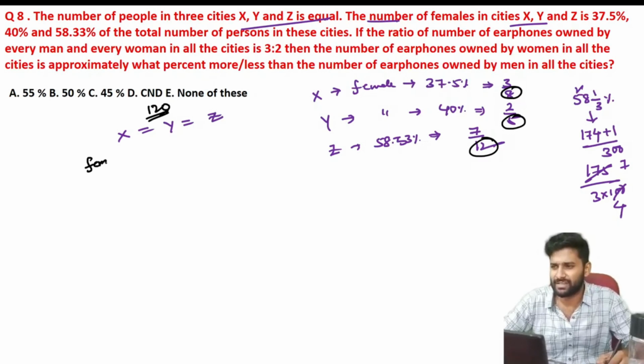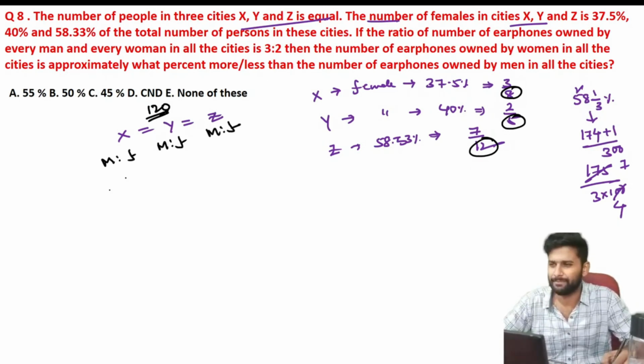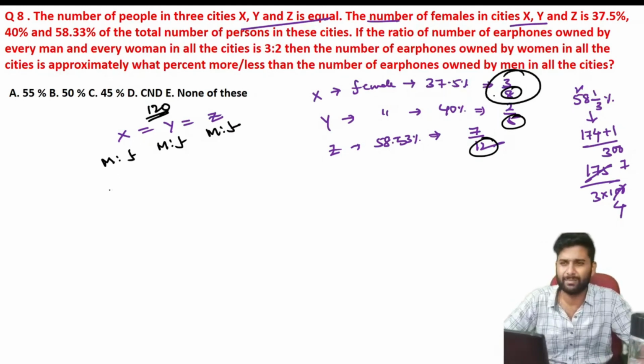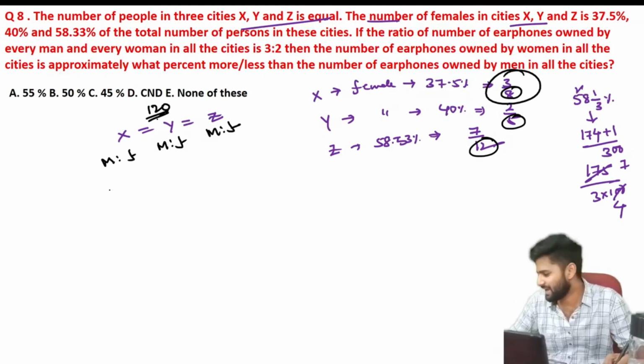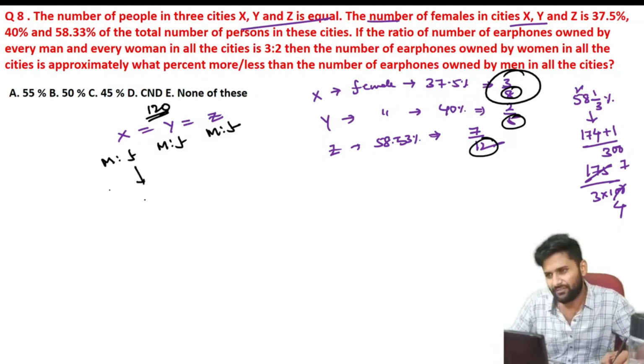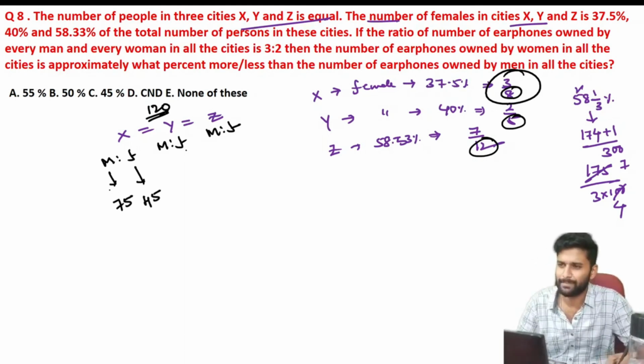Now identify the number of females and males. Male, female, male, female, male, female. Now identify the values. See, you already know that 3 by 8th of 120. So 3 by 8th of 120 is 45 females, guys. See, if 45 is female, definitely males is exactly equal to 75.